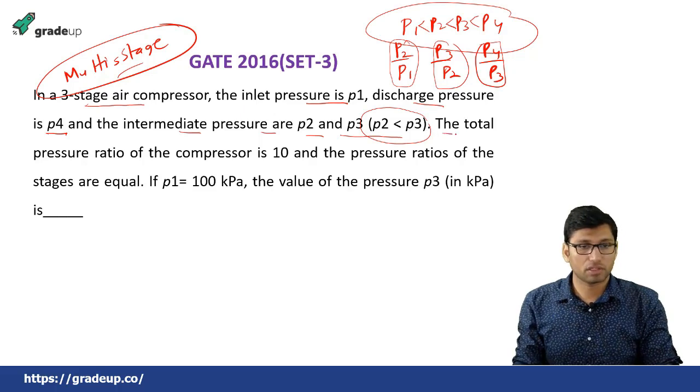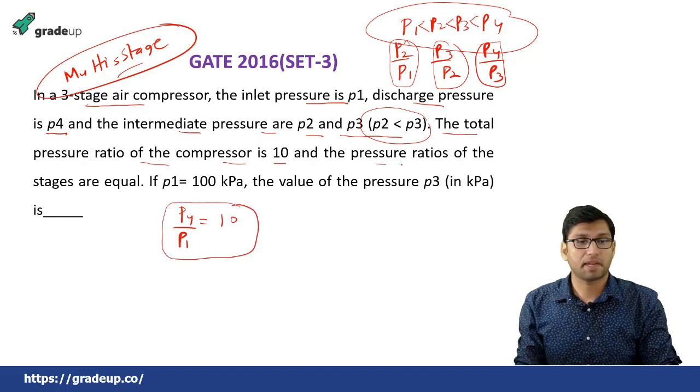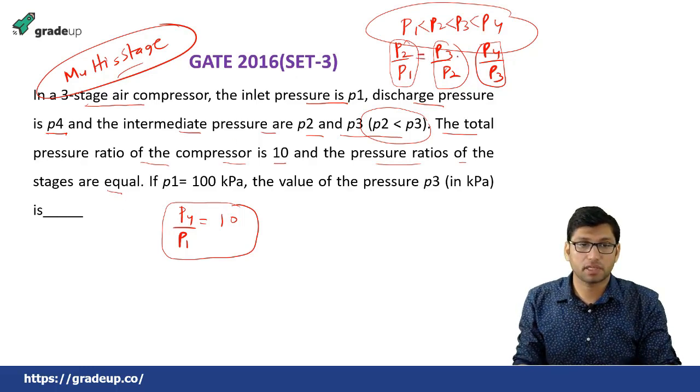Now it is given in the question that the total pressure ratio of the compressor is 10. The total pressure ratio will be equal to P4 over P1, and this is given to you as 10. And the pressure ratio of the stages is equal; for the remaining stages the pressure ratio is the same. This is the first equation, and this is the second equation.